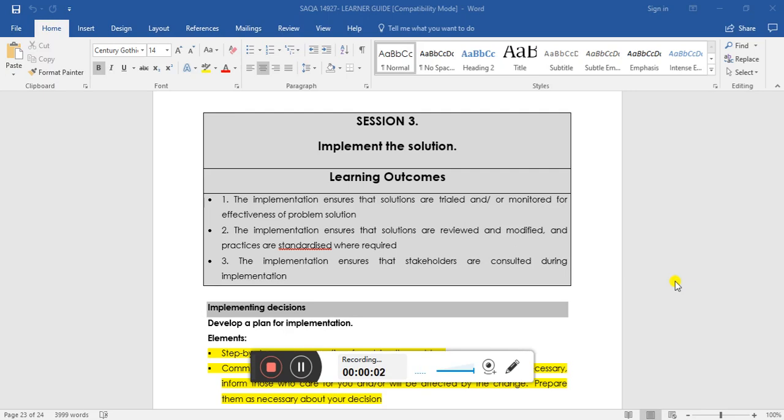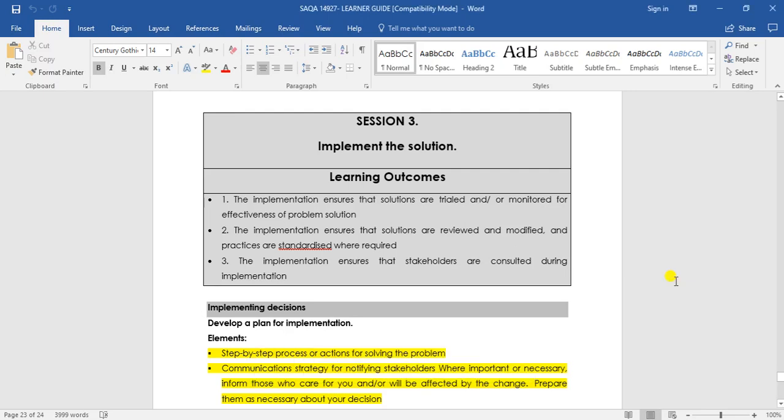Welcome back, guys. Let's continue with our session 3. The topic is implement the solution.